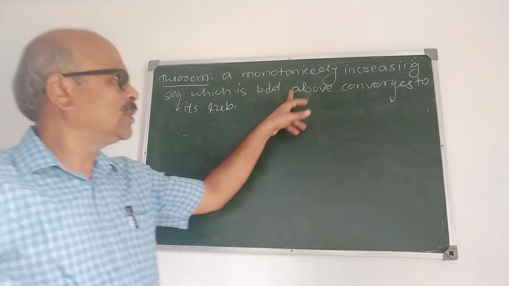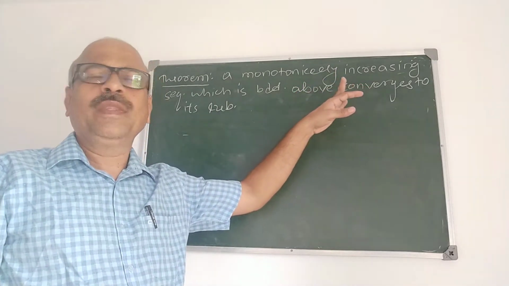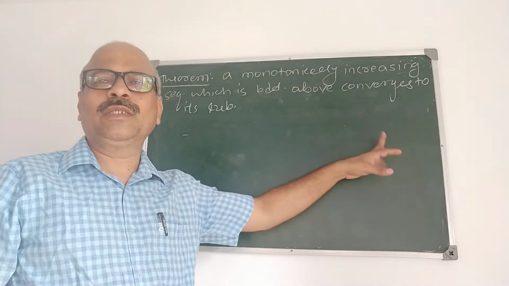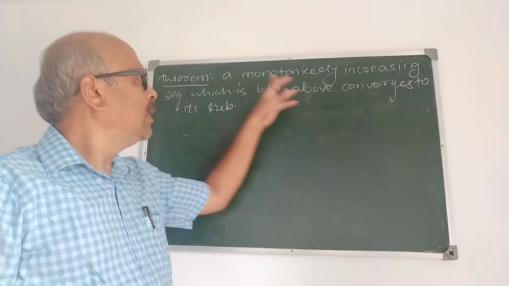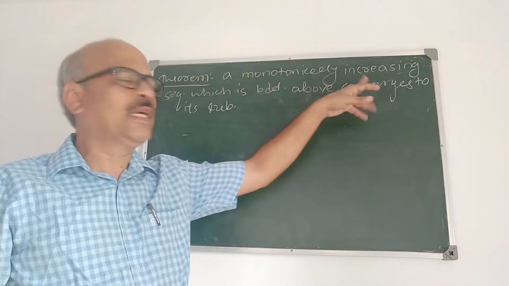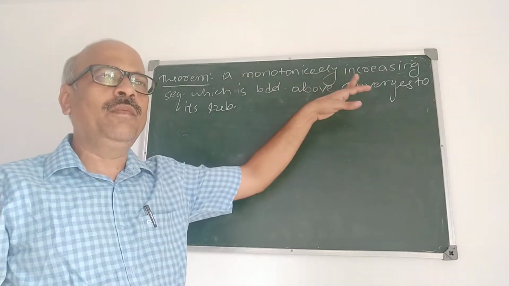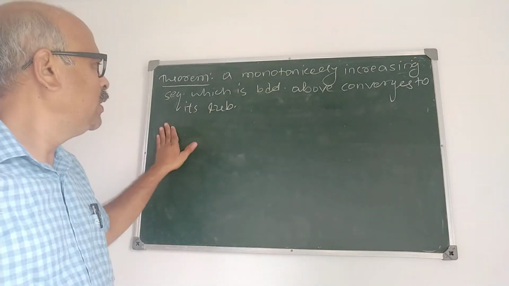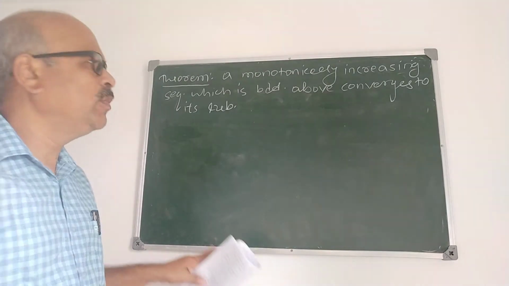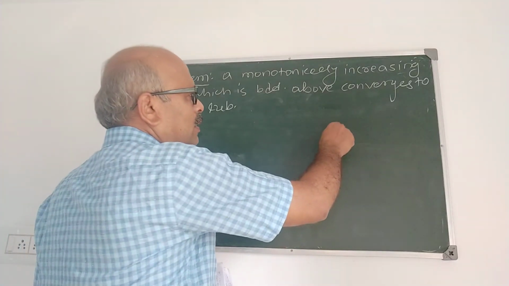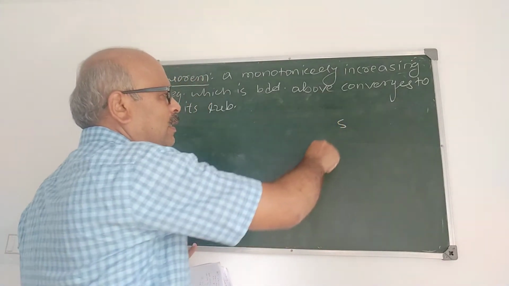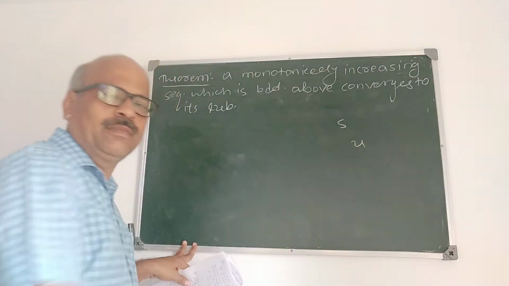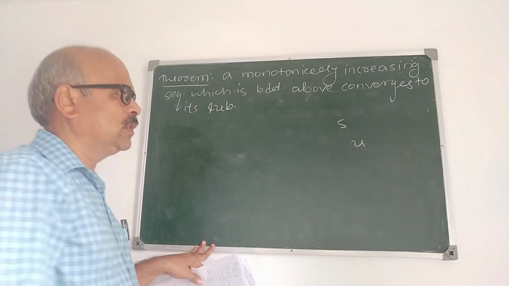When do you say that a sequence is monotonically increasing? Sn plus 1 is greater than Sn. An example is n by n plus 1. It is monotonically increasing. If a sequence is monotonically increasing and is bounded above, it converges to its least upper bound. What do you mean by least upper bound? Suppose S is any set, then U is said to be the least upper bound if it is the least of all the upper bounds.